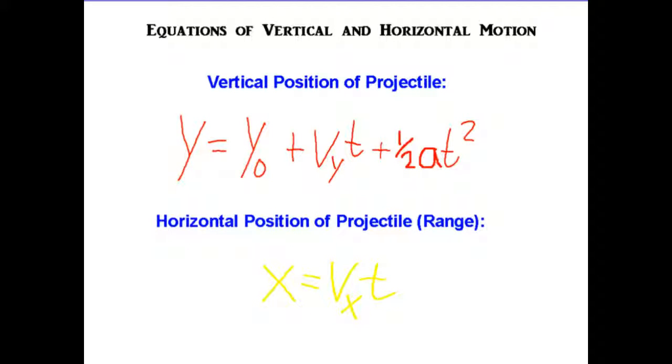The second equation is used to determine the horizontal position of the projectile, which is also called the range. X equals the range. V sub x equals the initial horizontal velocity, and t equals time.